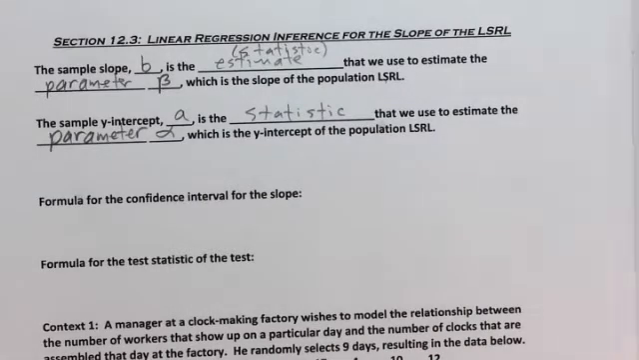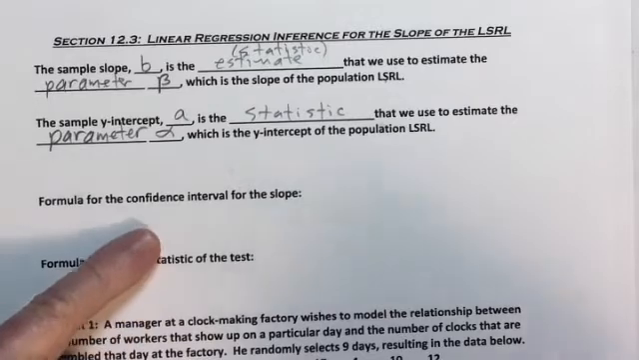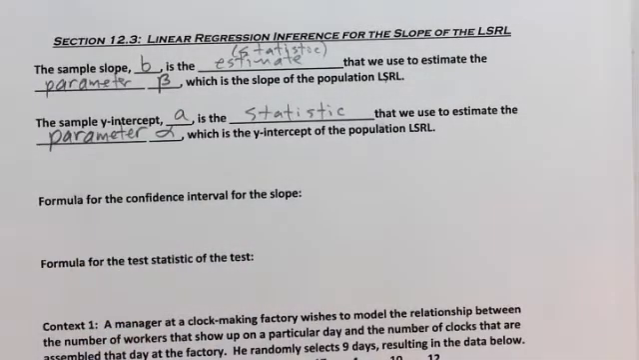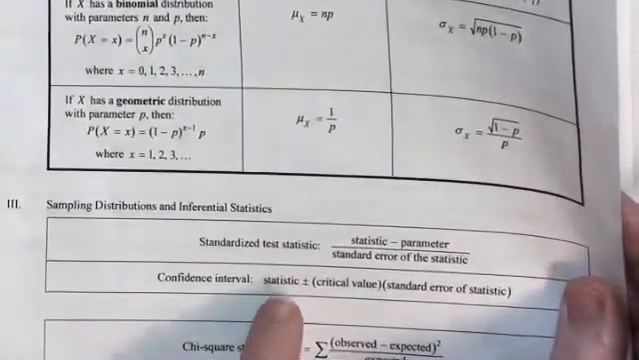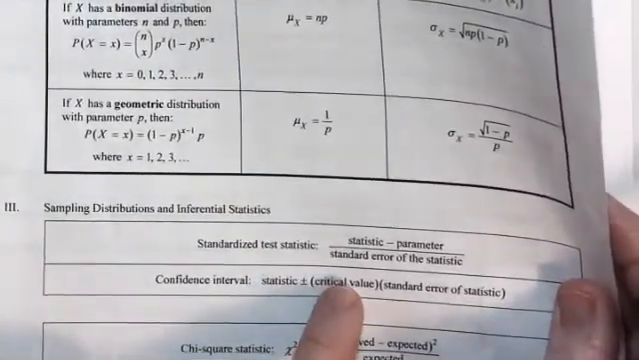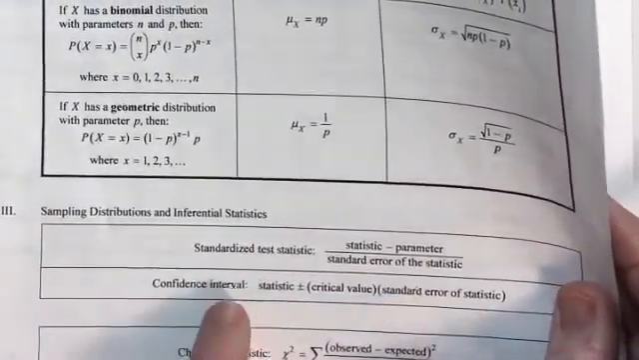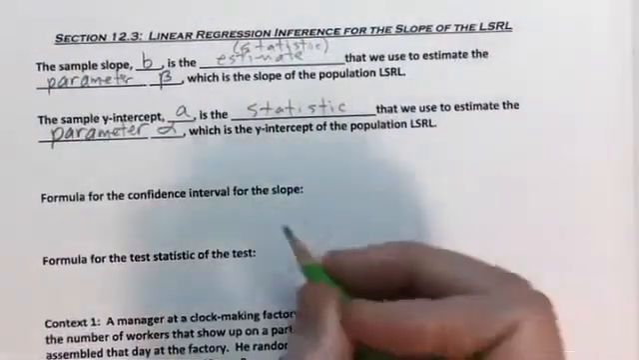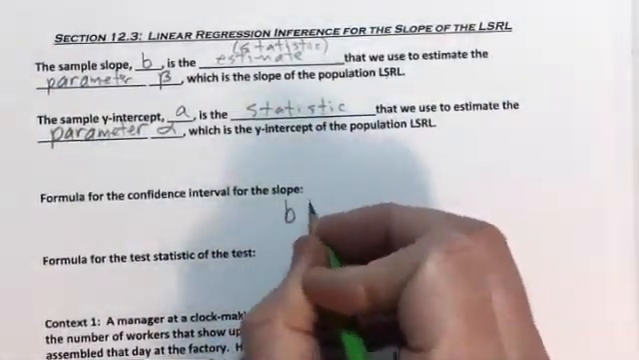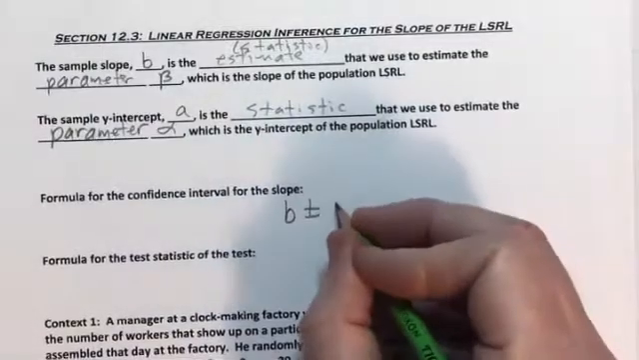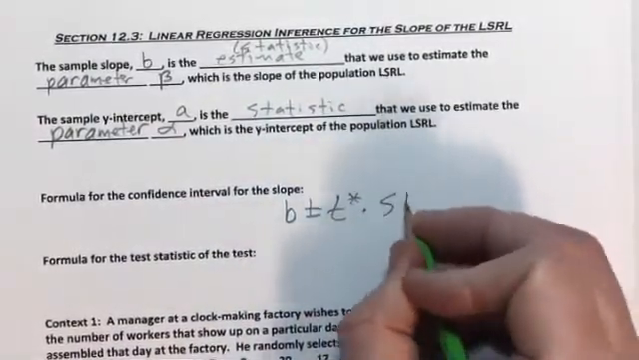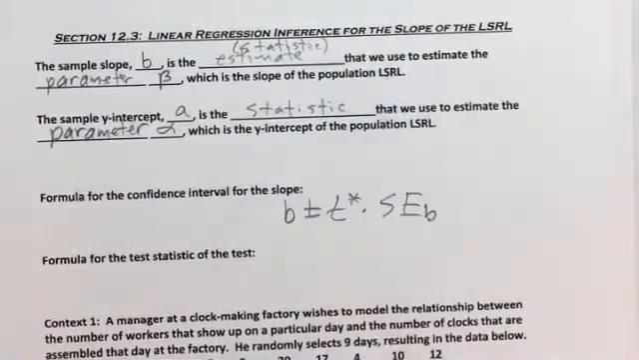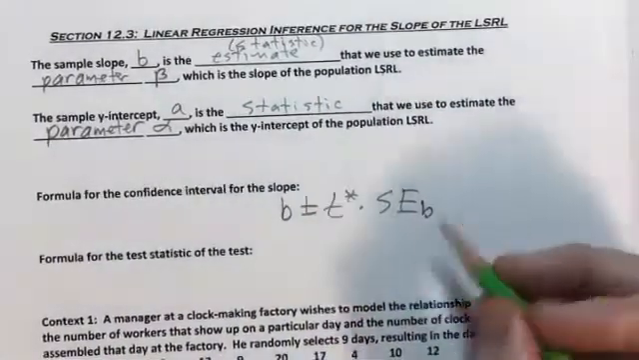We're going to have a formula for the confidence interval for the slope. You remember every confidence interval follows this basic formula: statistic plus or minus critical value times the standard error of the statistic. Our statistic here is b. That is what we're using as our estimate, plus or minus, and it is going to be a t interval, a t star times the standard error. So that is the formula that you have to be able to use. You can't just use your calculator for this.